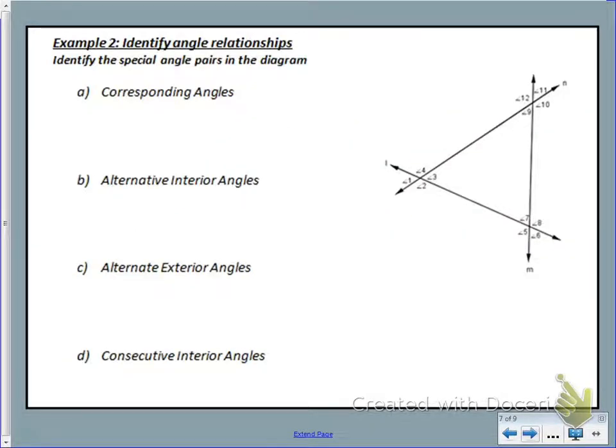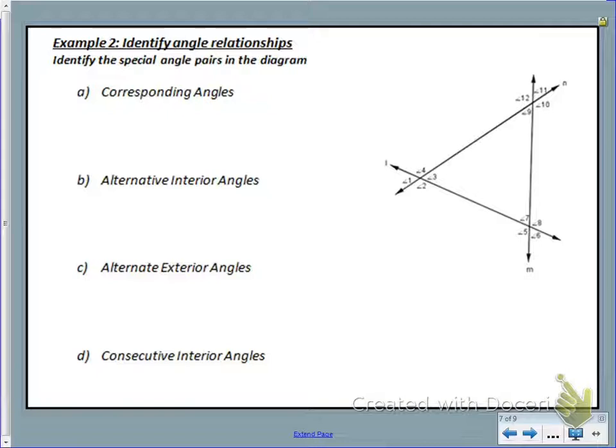Okay, as I mentioned, those four types of relationships, corresponding angles, alternate interior, alternate exterior, and consecutive interior angles, are extremely important. So if there's one you're not understanding in a little while, please make sure you ask me about that tomorrow. Okay, so this might help to clarify as well.